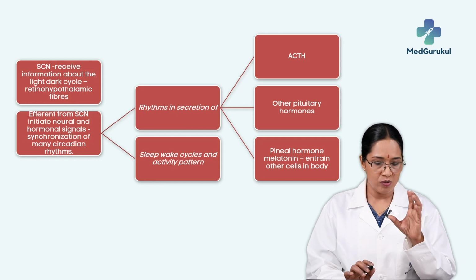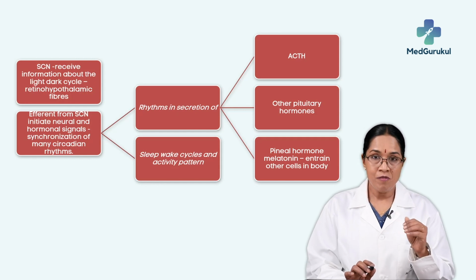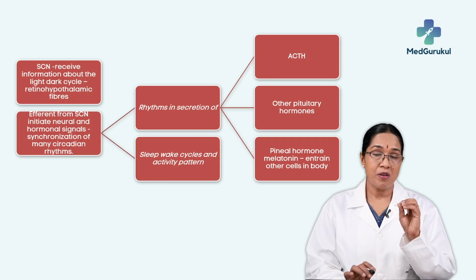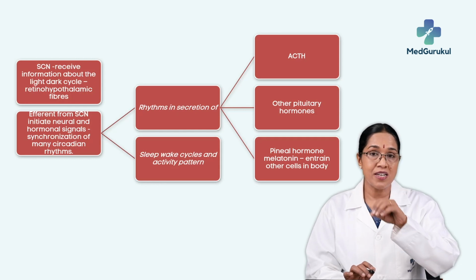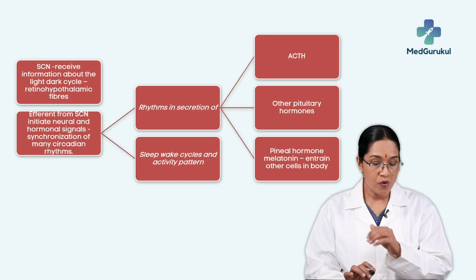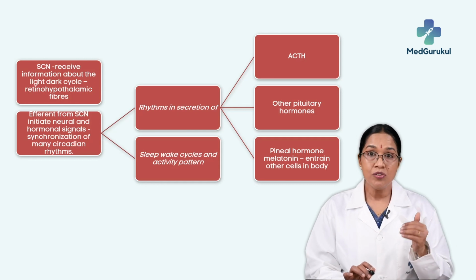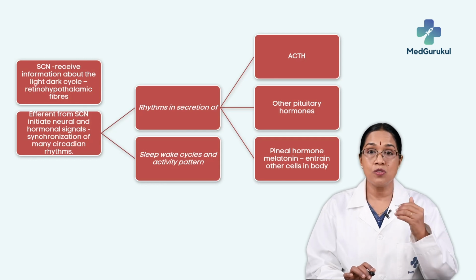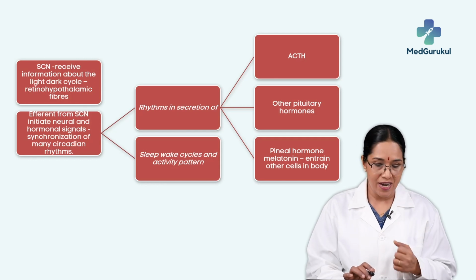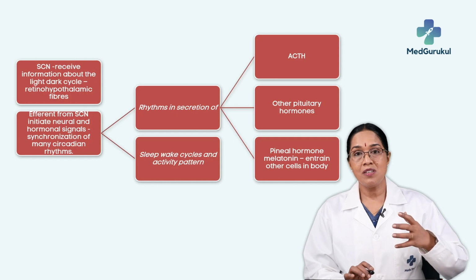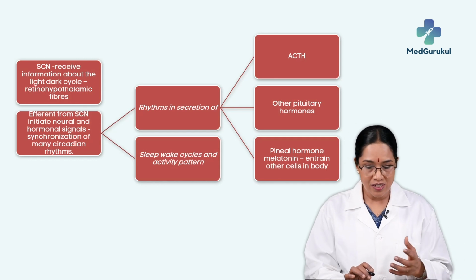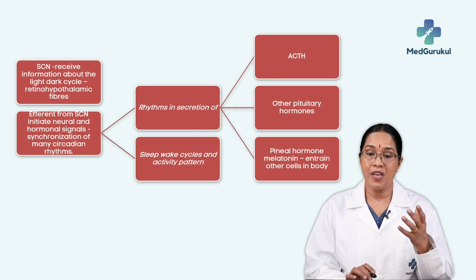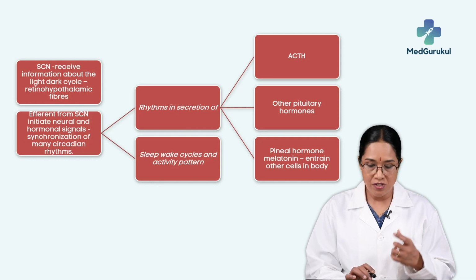So, from the SCN, the suprachiasmatic nuclei, the efferents go to different places and initiate synchronization between the neural and the hormonal components, which is going to determine many of your circadian rhythms. That means there is a circadian rhythm in the secretion of different things like the pituitary hormones, the adrenocorticotropic hormones, and melatonin.